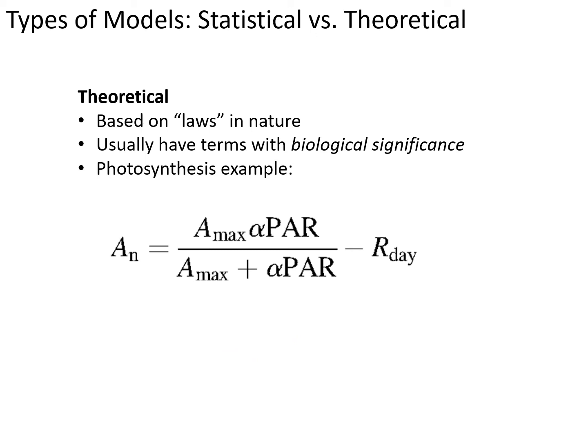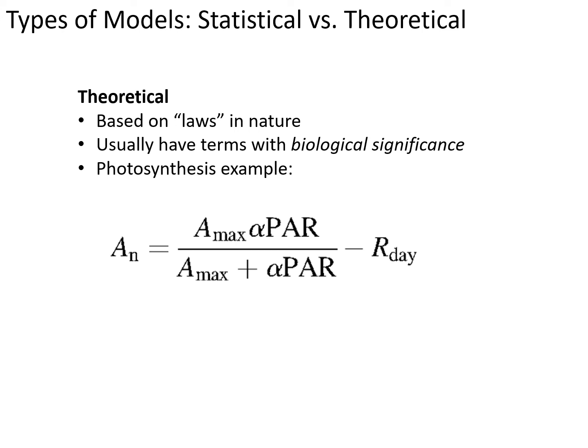Theoretical models, these are based on laws in nature. We talked about this in terms of the confidence one would have in a model of the orbit of one planet around another. Obviously, we know the mathematical relationships very well, so we'd have a lot of confidence in that kind of model. These usually have terms with some kind of scientific, in this case biological, significance.